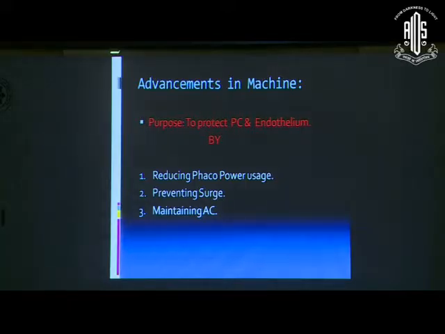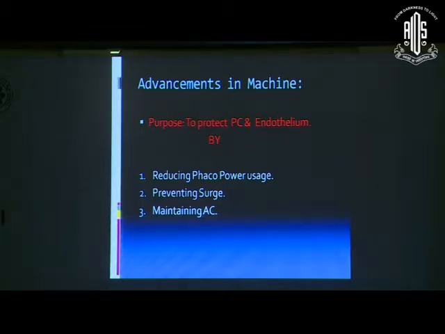But today, if you go to the stalls, the machines that are available have added some more features. And why are these features added? Why are the developments done in these machines? Just to increase the cost? No. The only purpose for any advancement in a phaco machine is basically to protect your posterior capsule, thereby minimizing the chances of rent, and to protect the endothelium, thereby reducing your corneal damage.